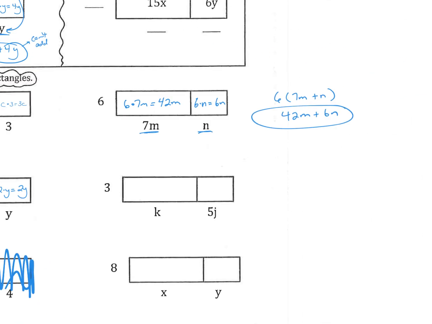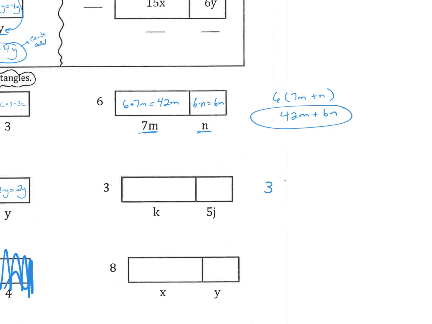Okay, let's try the next one. This one would be 3 times (k plus 5j). So using my area model, I have 3 times k, which is 3k. And then 3 times 5j, which is 15j. And then write those as a sum. So I have 3k plus 15j.